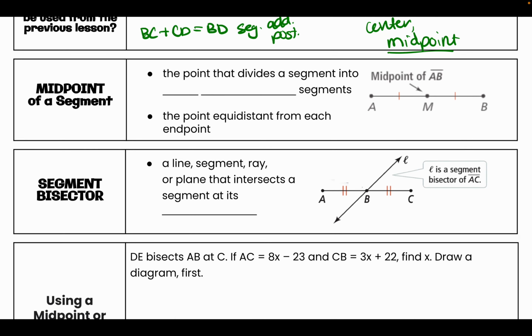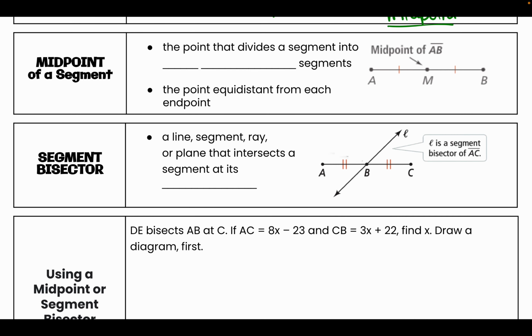So, midpoint of a segment. The midpoint of a segment is the point that divides a segment into two congruent segments. In this picture, the midpoint of AB is point M. The point is equidistant from each endpoint. So AM is equal to BM. It's right in the middle. It's equidistant.